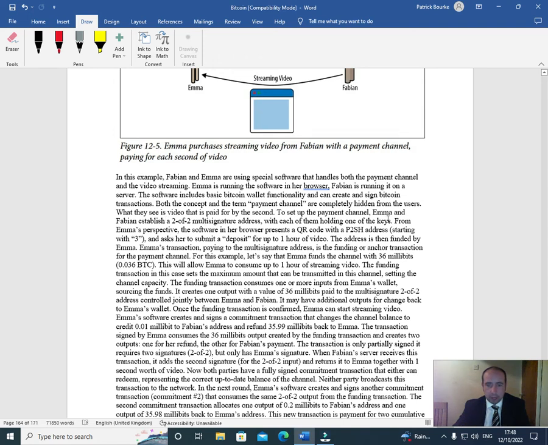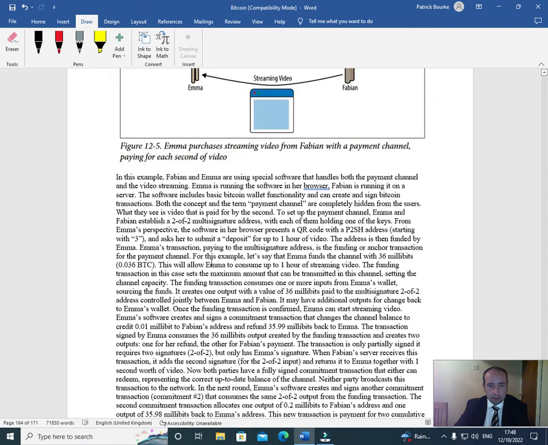To set up a payment channel, Emma and Fabian establish a 2 of 2 multi-signature address, with each of them holding one of the keys. From Emma's perspective, the software in her browser presents a QR code with a P2SH address starting with 3 and asks her to submit a deposit for up to 1 hour of video. The address is then funded by Emma. Emma's transaction paying to the multi-signature address is the funding or anchor transaction for the payment channel.